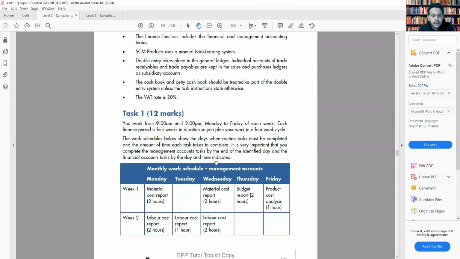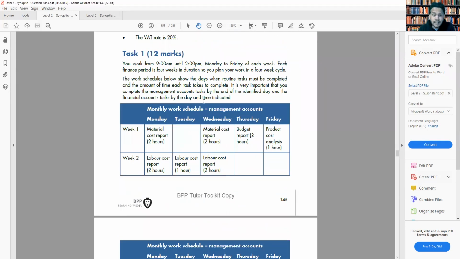We'll have a scenario, and based on the scenario we have to say what to do, how to do it, and if there are any questions we have to write, we have to write. So this exam will be a combination of both. It's not only MCQ type, not only multiple choice. You have to write something, so you need to make sure your spelling and grammar are good. It's not going to be much, but you have to write a little bit for this Synoptic paper. So let's have a look at task 1, for which we have 12 marks.